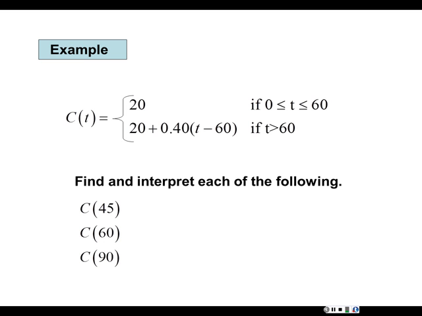It will fall into the second category, where the t is more than 60. In this case, we are talking about the second function. So just try and see how much it is. All you need to do is replace the t by 90.